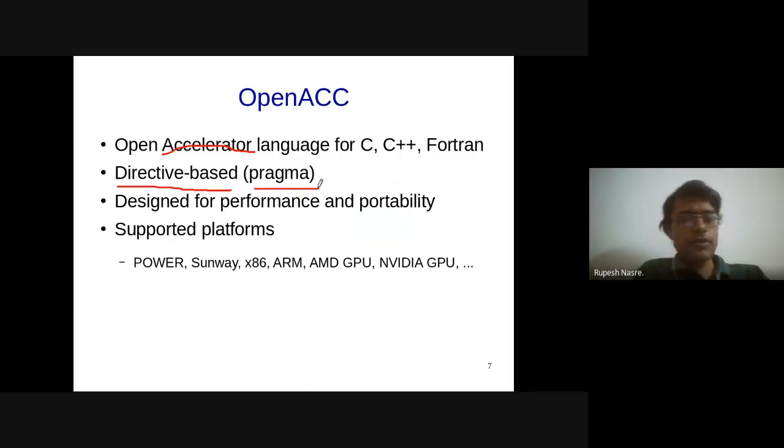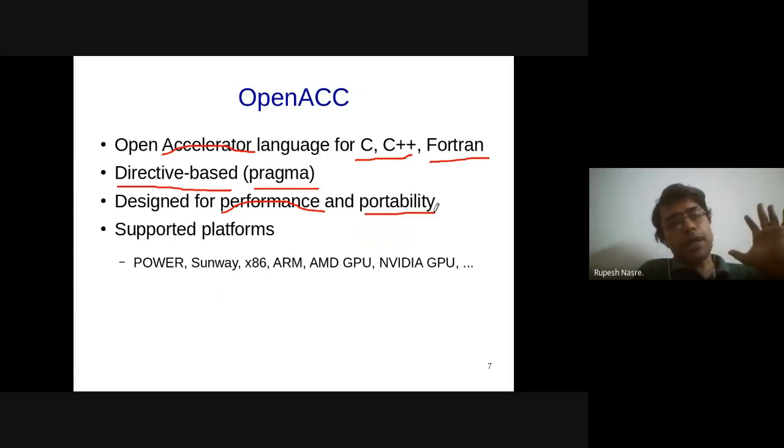or in the context of Fortran, we are going to use special comments using bang dollar. These pragmas are supported for C and C++, and these special comments are supported for Fortran. OpenACC by design is for performance, which means that I want to improve the performance of my parallel application. And one of the other important aspects of OpenACC is portability, which means that I don't care what the backend device is. By and large, almost all my programs should be able to run on these different devices.